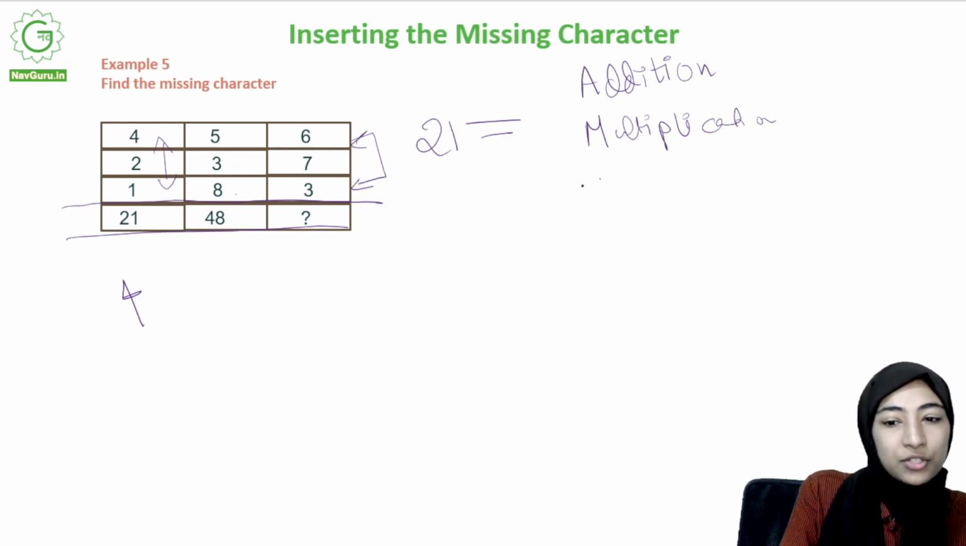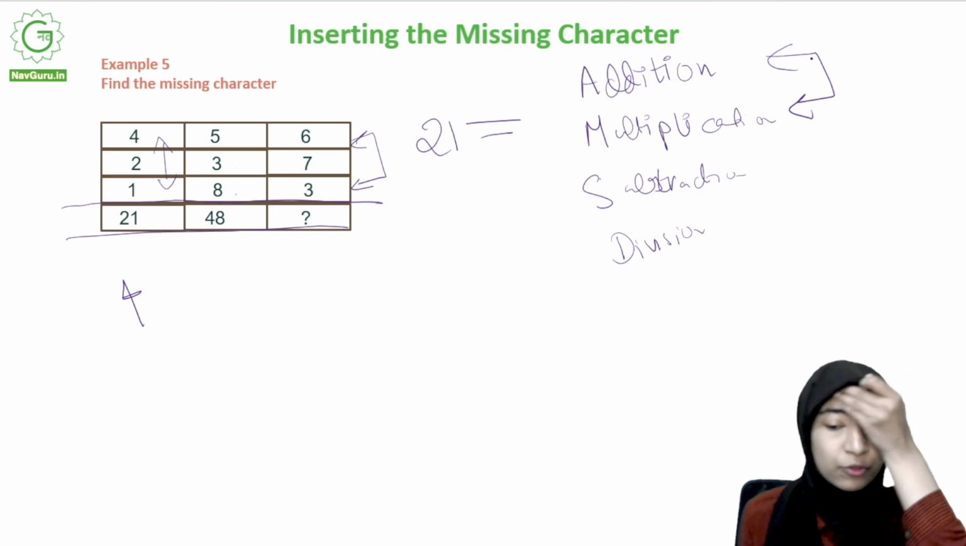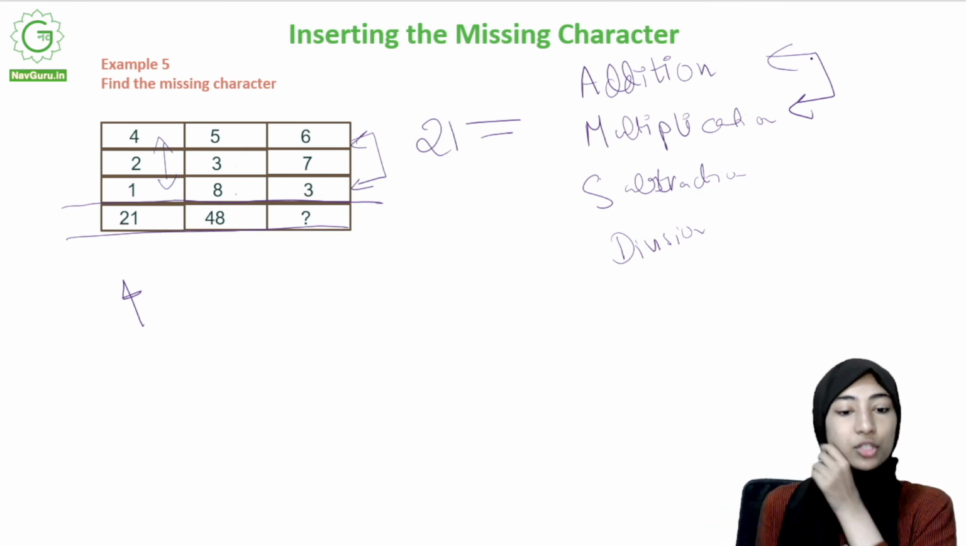Usually subtraction, and then just move on to division. In most cases, you will get your answer using one of these, either addition or multiplication itself. You will not have to move on to subtraction or division, but yeah.